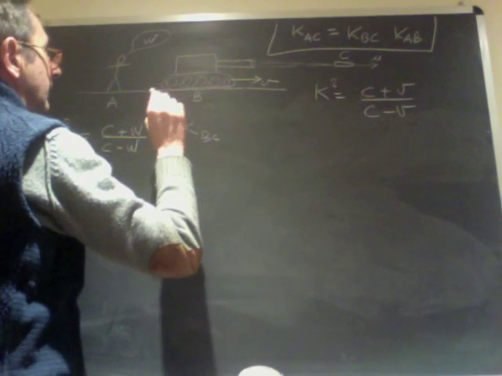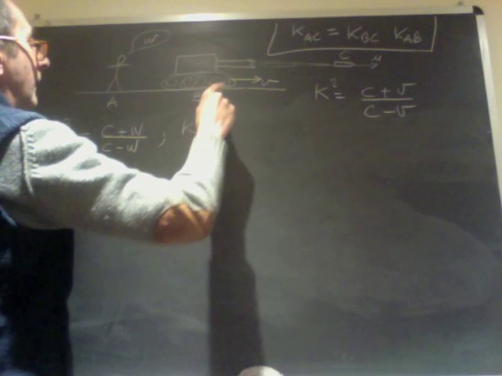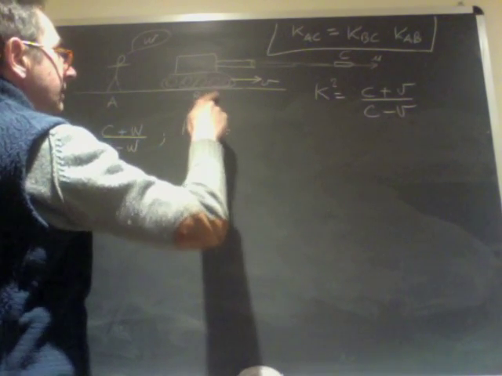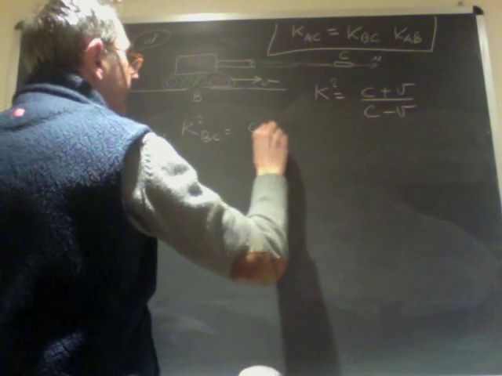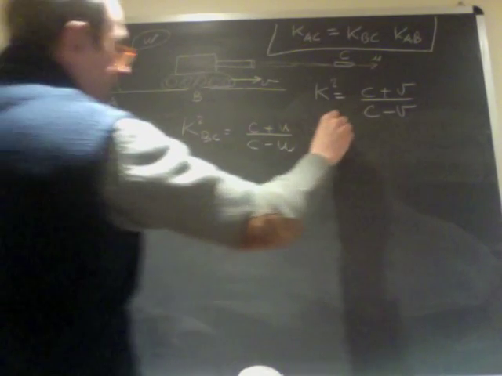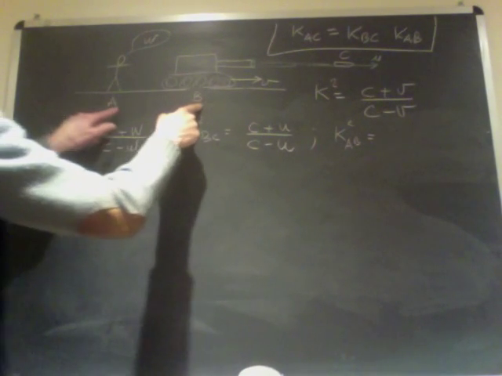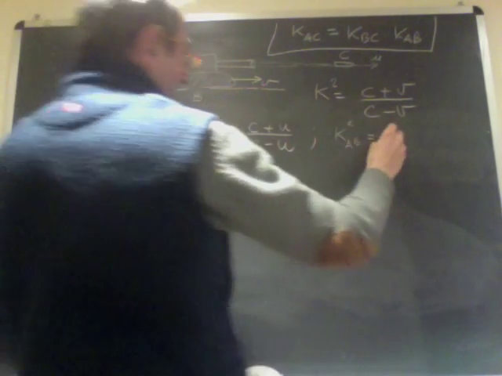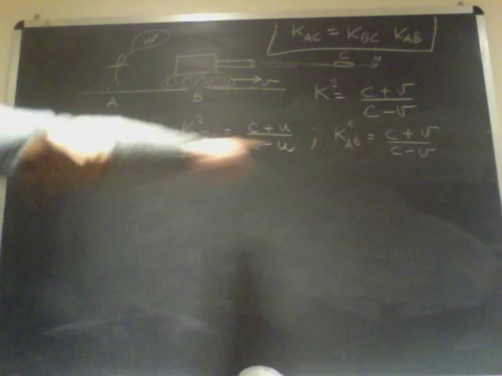K_BC squared, we must use the velocity of the bullet C as seen by the tank B. So it is U. And the last one, K_AB squared, is the velocity of the tank as seen by the man A. That is V. So C plus V over C minus V. These are the squares of the K's.